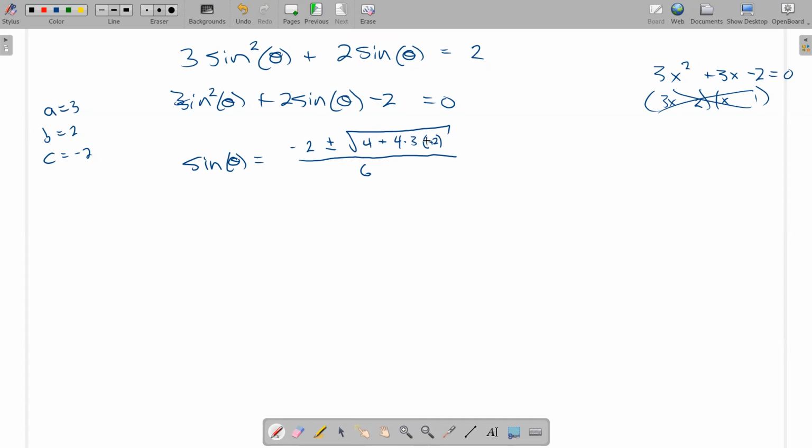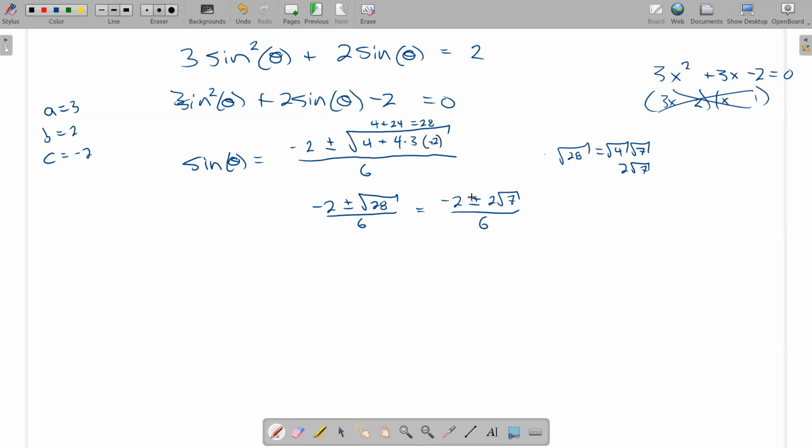So here, what do we get? We get 4 times 3 is 12, times 2 is 24. 4 plus 24 is 28. So I get negative 2 plus or minus the square root of 28 over 6. And then can I reduce this? It's often worth trying, but it's not always necessary. 28 factors as 4 times 7, right? So the square root of 28 is really the square root of 4 times the square root of 7, which is twice the square root of 7. So I can clean this up, negative 2 plus or minus 2 square roots of 7.